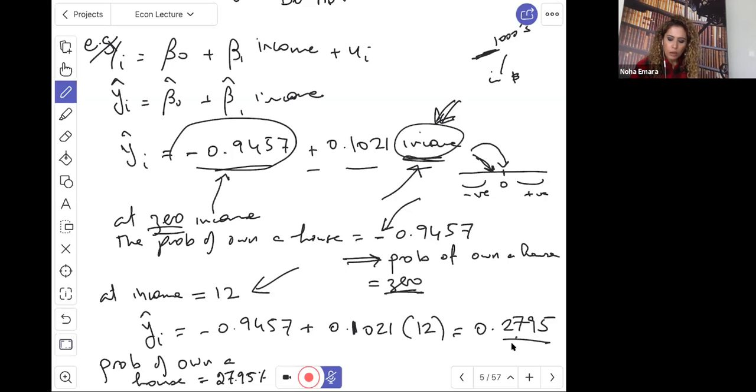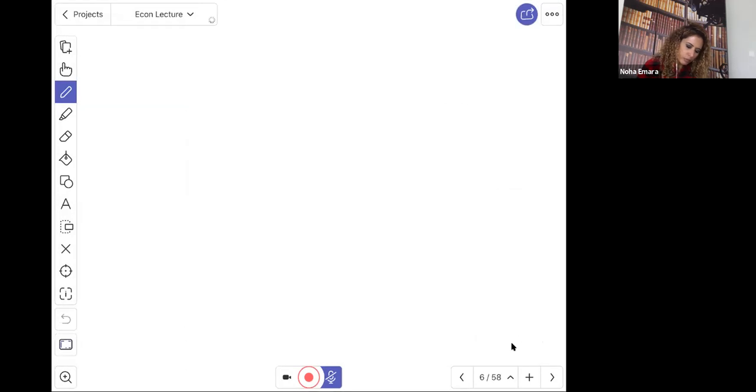Okay? Now, we can also try other values, like any value I give you for income, you just plug it in here, you multiply, you add or subtract, right? And you get the answer. So 2 more examples. At income equal 1, at income equal 24. Again, 1,000, 24,000. What is the predicted probability?